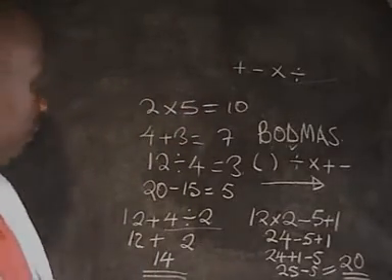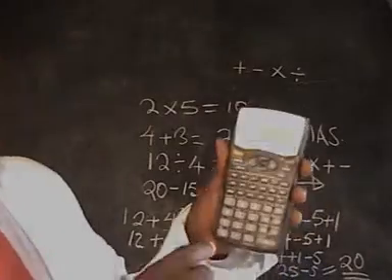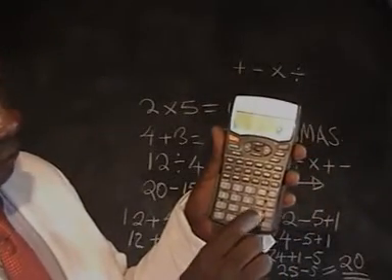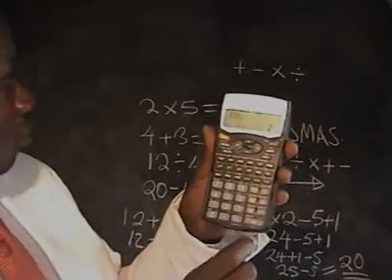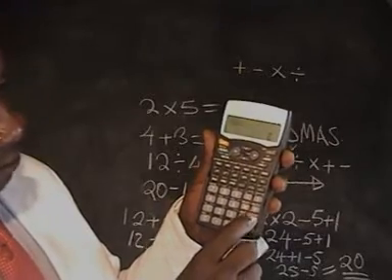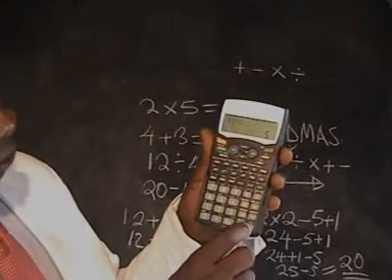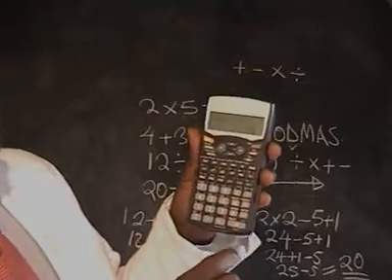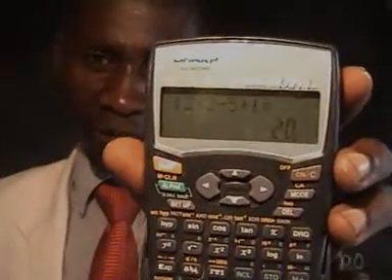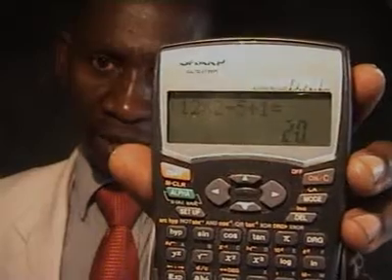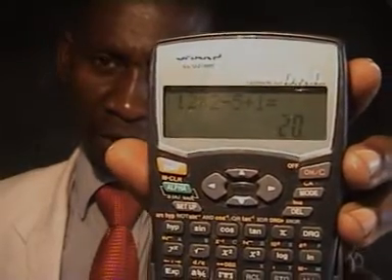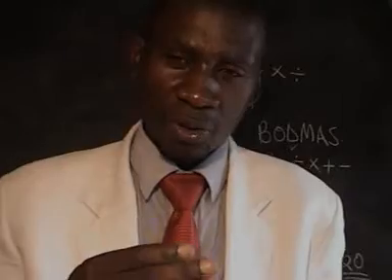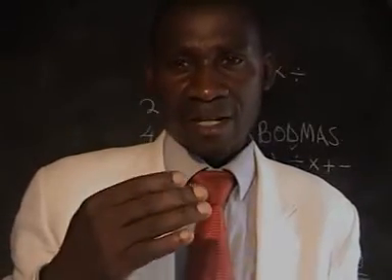So you create a scientific calculator, 12 multiplied by 2, then followed by minus 5, then followed by plus 1, then equals. As you can see, if a calculator can be fed in that order, 12 multiplied by 2 minus 5 plus 1, the result is 20.